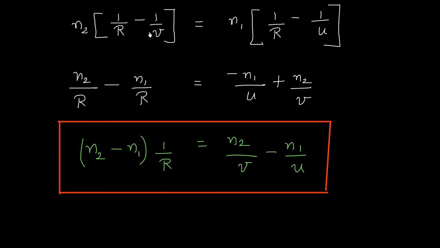Taking r terms to one side, n2 by r minus n1 by r equals minus n1 by u minus n2 by v, taken from left side to right side, plus n2 by v. So (n2 minus n1) into 1 by r equals n2 by v minus n1 by u, which is the equation for refraction at convex surface.